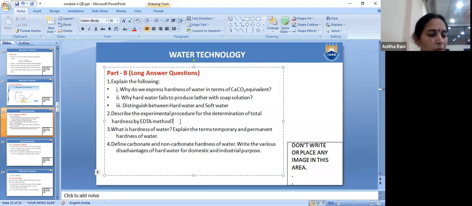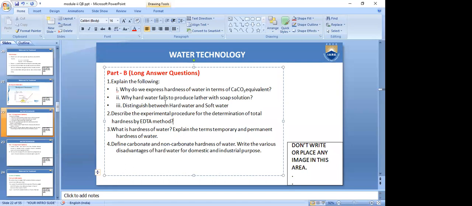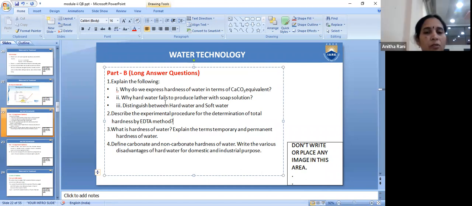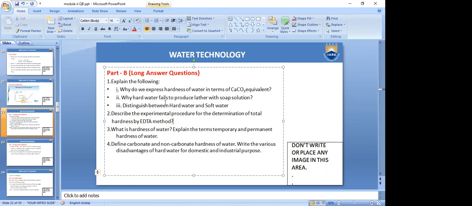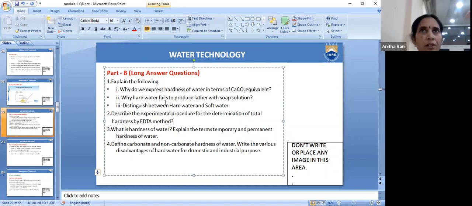Now step 2, you tell me. Step 2 is the molarity of EDTA solution. Tell me the formula: M2 is equal to M1 V1 by V2.